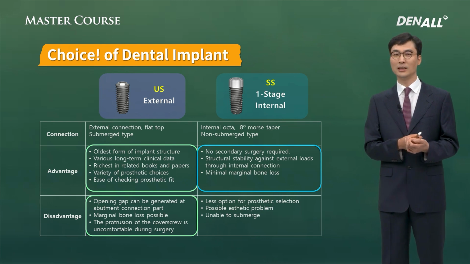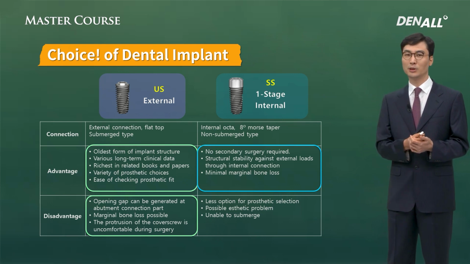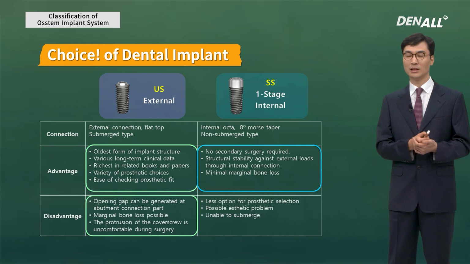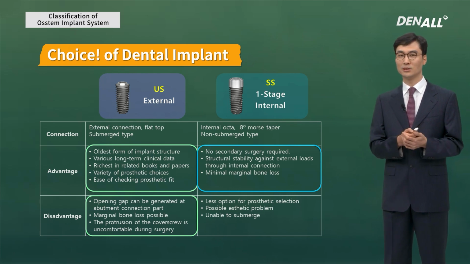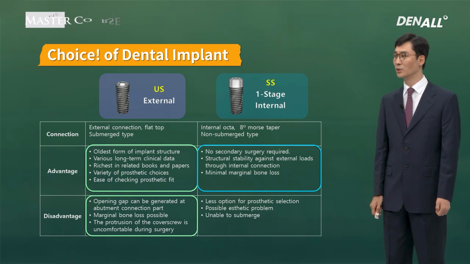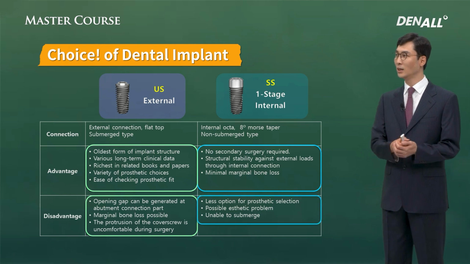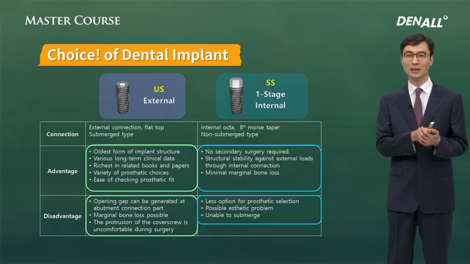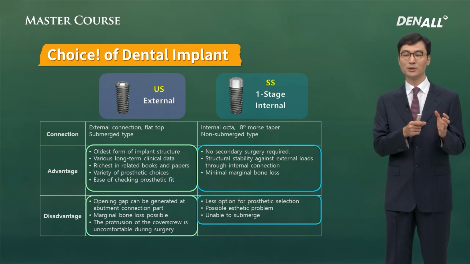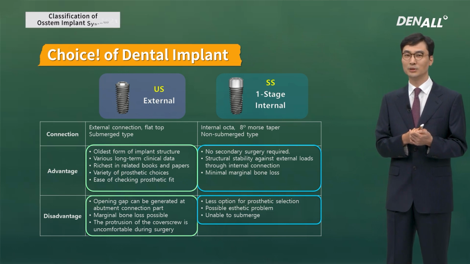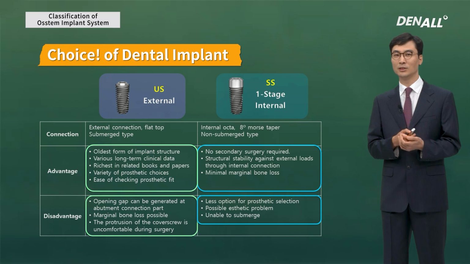For non-submerged type SS implants, there is no need for the secondary surgery. It is chosen only when the second surgery is not required. Structurally, it is stable and it has minimal marginal bone loss. Abutment or implant fracture is very low. On the other hand, they need to be placed at appropriate intervals and in good positions with appropriate path and depth. For prosthesis, the abutments cannot be adjusted in terms of the angle or depth. Prosthetically, the options available are limited.